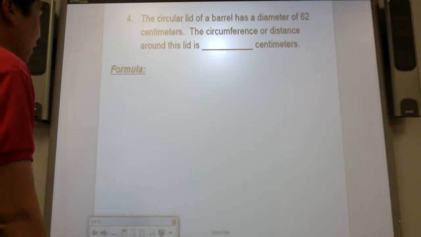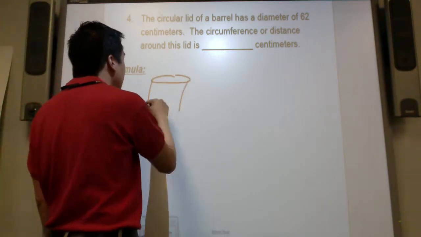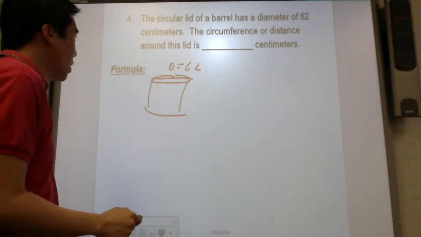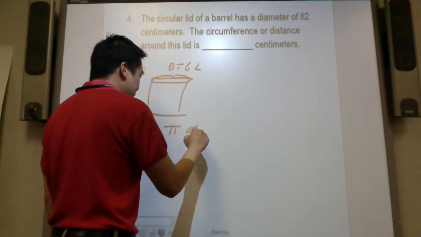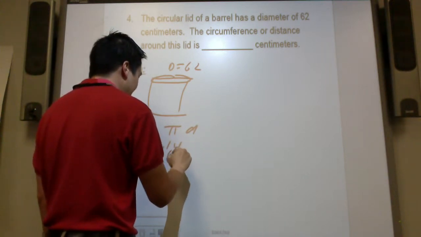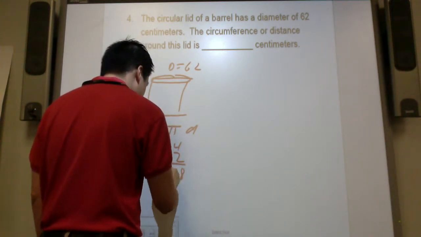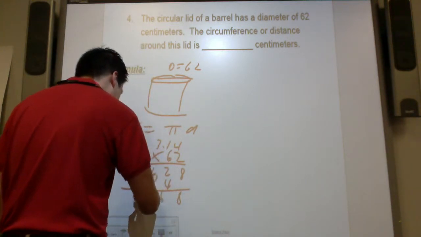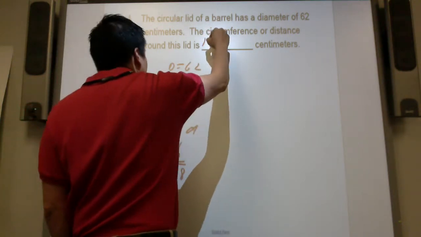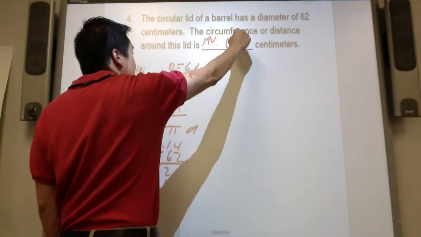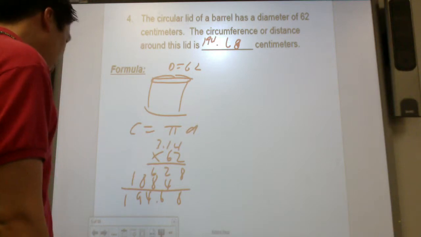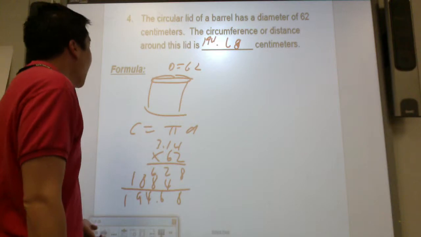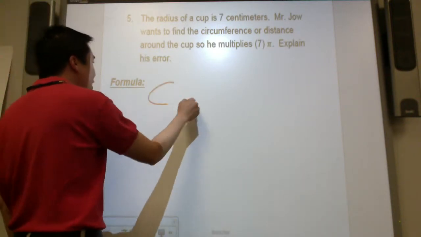The circular lid of a barrel has a diameter of 62. The circumference or distance around this lid is what? C equals pi d. So it's 3.14 times the diameter of 62. Don't forget a decimal point: 194.68 centimeters. Make sure I did that correctly. I did kind of rush it. Good, that is correct. And the last question, the radius of a cup.